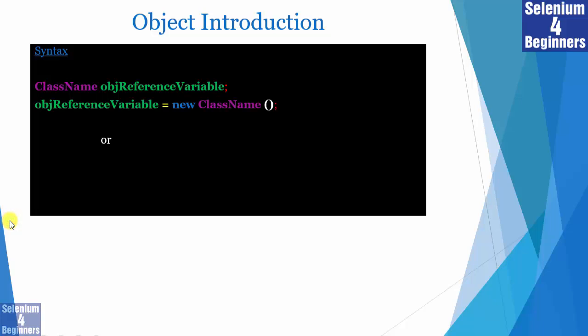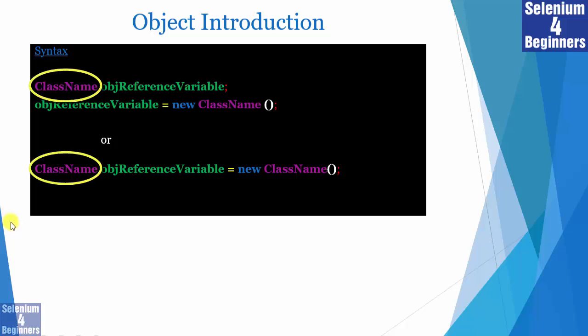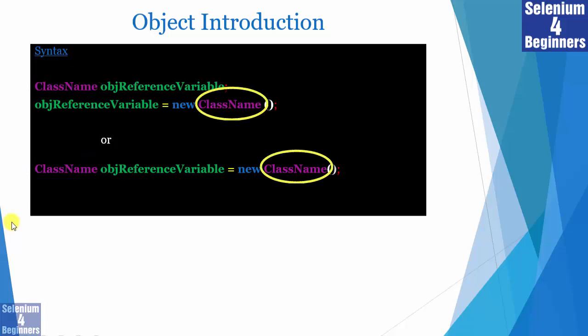A shortcut of this same syntax is placing both lines on one line. We see the class name followed by the object reference variable equal new class name. Notice there are two class names in both syntaxes. The first class name helps declare a reference to the object, while the second class name assists with allocating the new object.